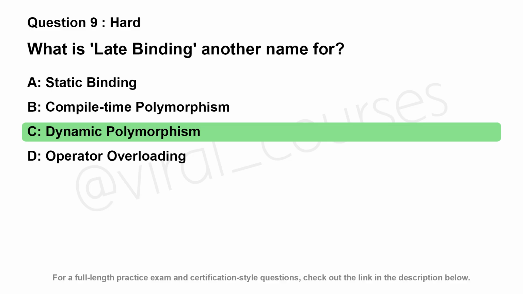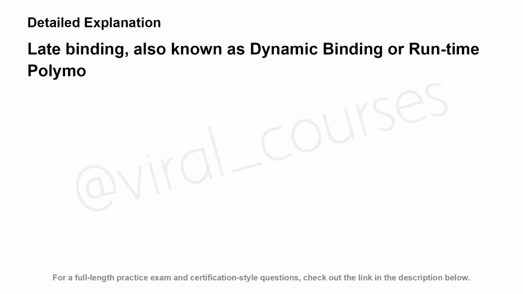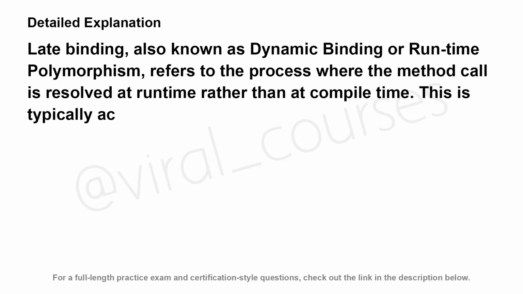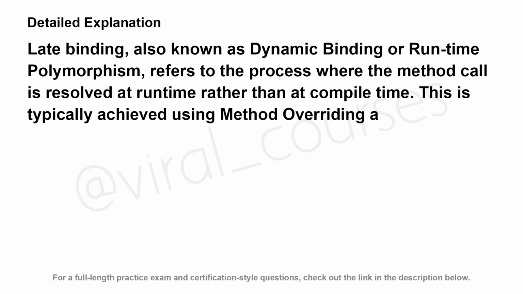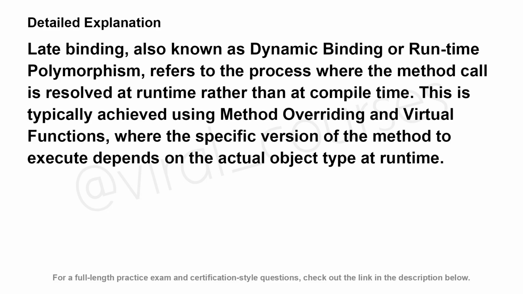The correct answer is C. Late binding, also known as dynamic binding or runtime polymorphism, refers to the process where the method call is resolved at runtime rather than at compile time. This is typically achieved using method overriding in virtual functions, where the specific version of the method to execute depends on the actual object type at runtime.